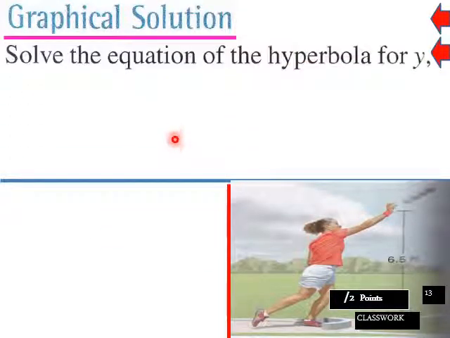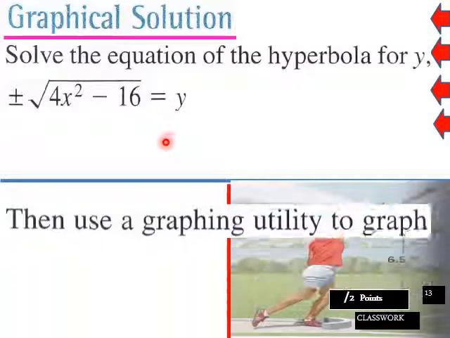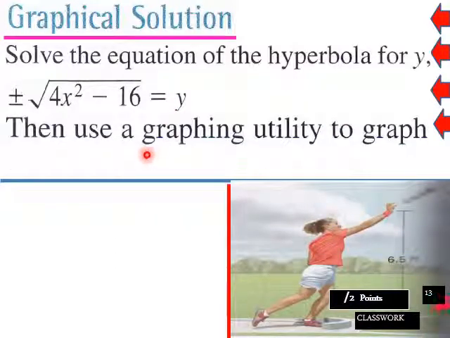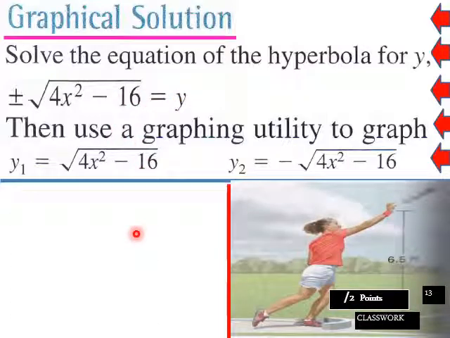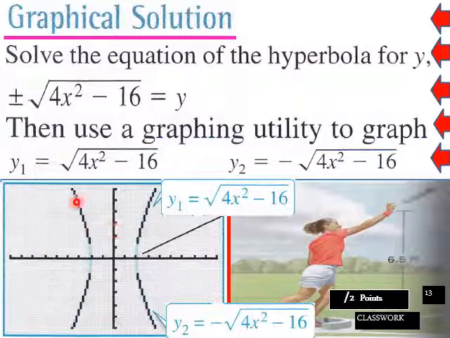For the graphical solution, solve the equation of the hyperbola for y. So plus or minus radical 4x squared minus 16 equals y. Then use a graphing utility to graph. We solve it for y and plug that into our graphing calculator, with plus or minus, and you should come up with this on your calculator's screen for graphing this hyperbola.